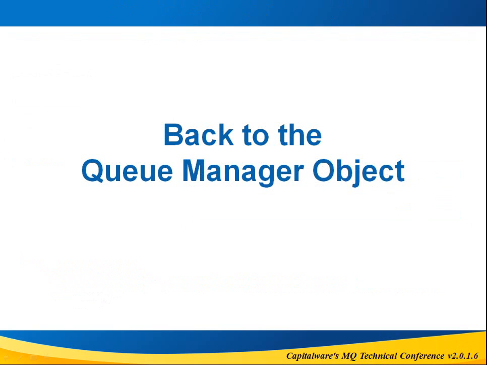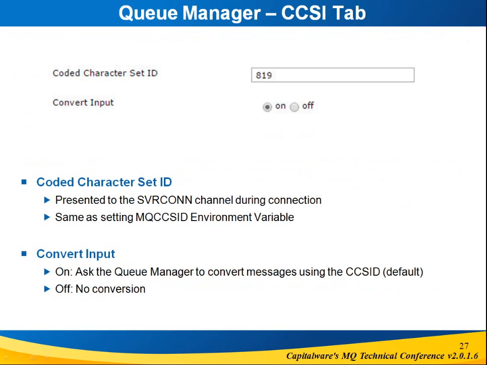Now we go back to the QManager connection object as promised. We have a CCSID tab, Coded Character Set ID tab. This is normally set as a default to 819, which is the Linux ASCII code set, and that's usually how you should leave it.